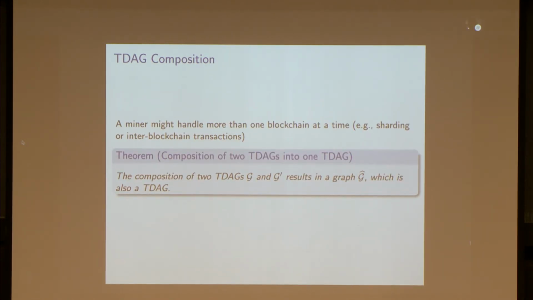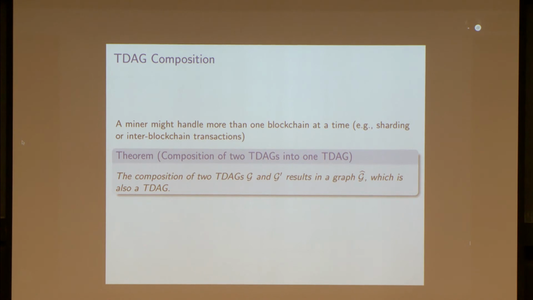Finally, we are also interested in composition, because in practice it shows up in several applications. Imagine, for example, that a miner may handle more than one blockchain at a time. There are settings like sharding, where miners are handling several copies of the blockchain, or we have transactions that require information from several blockchains at a time, which are called interchain transactions.